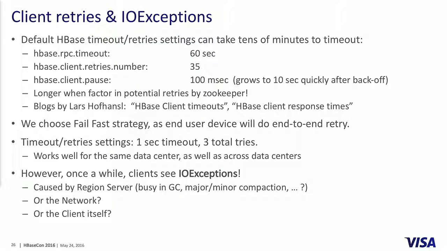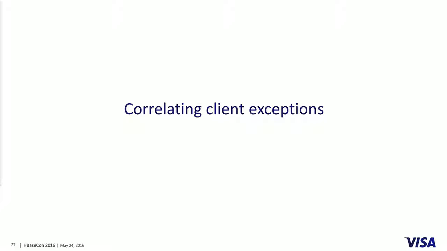But once in a while, we still have problems, IO exceptions. And once you have the IO exception, you always ask, is it on the server, the network, or your client itself? The server can be doing something like compaction, flush, garbage collection. The network can be busy, or even the client. The client can do garbage collection itself, as well as we run some clients on virtual machines. So those virtual machines may also not be immediately responsive. So in this case, what do we do?